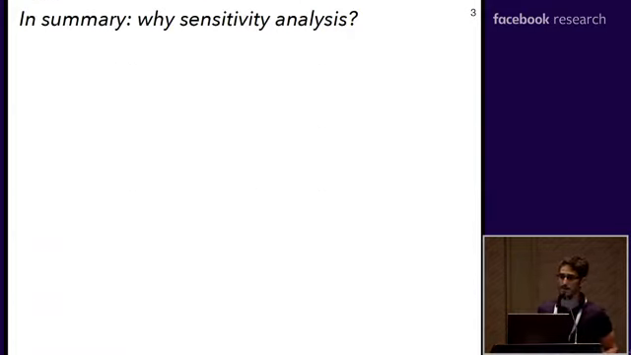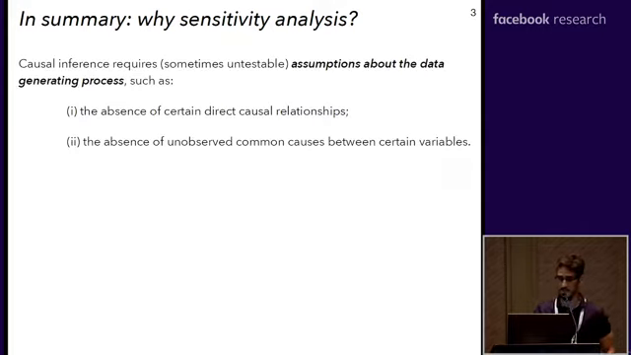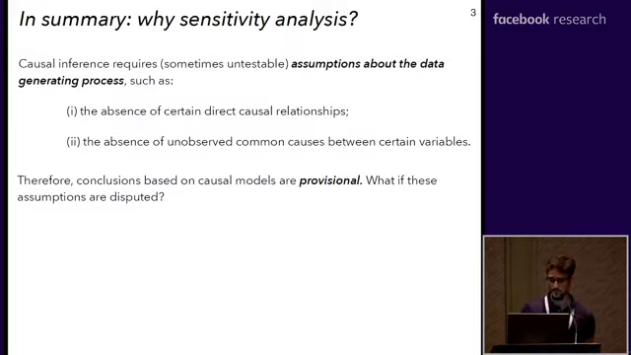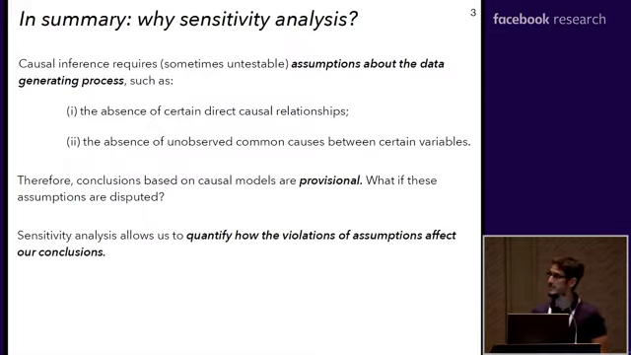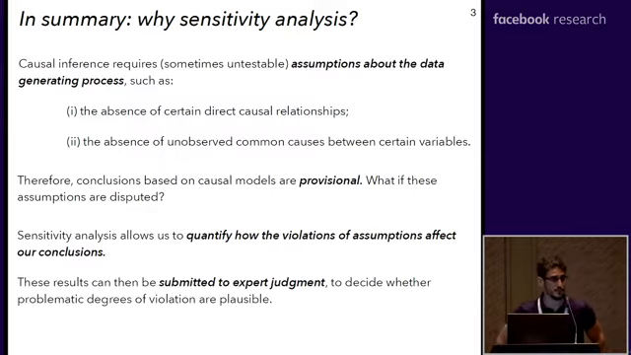So to summarize the story, why do we need sensitivity analysis? Well, causal inference requires untestable assumptions about the data generating process, such as the absence of certain direct causal relationships or the absence of unobserved common causes between certain variables. Therefore, conclusions based on causal models are provisional. What if these assumptions are disputed? Sensitivity analysis allows us to quantify how the violation of assumptions affects our conclusions, and we can submit these results to expert judgment to decide whether problematic degrees of violations are plausible.